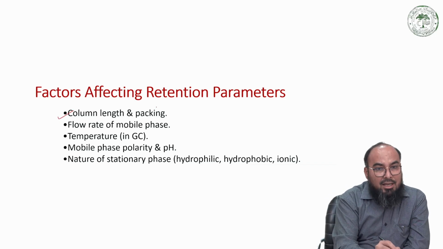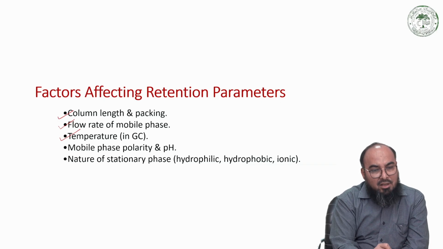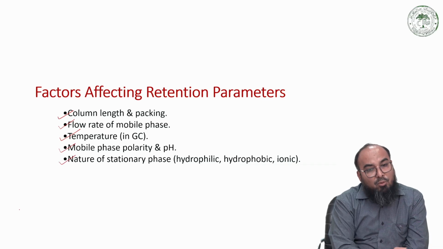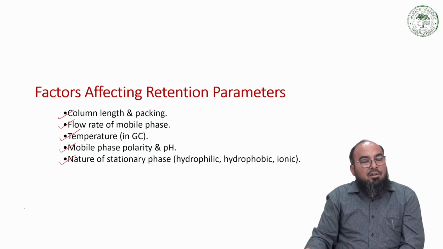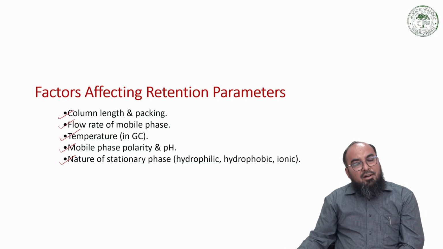The longer the column length, the greater will be the resolution. Flow rate must be optimized. Similarly, temperature has to be maintained. For isothermal operation, we will see that we have to have isothermal ovens. And the mobile phase polarity must match the polarity of the stationary phase, because we have a strong interaction for polar and a weak interaction for polar with non-polar.